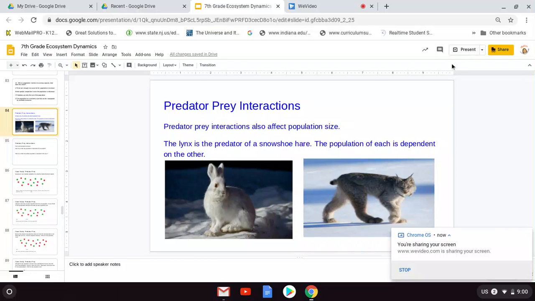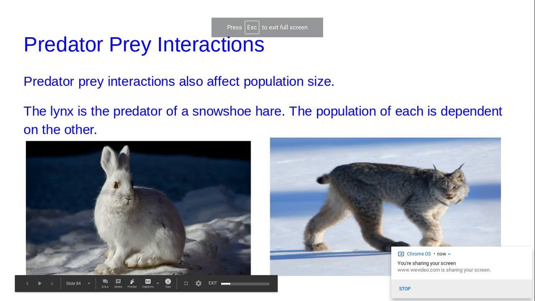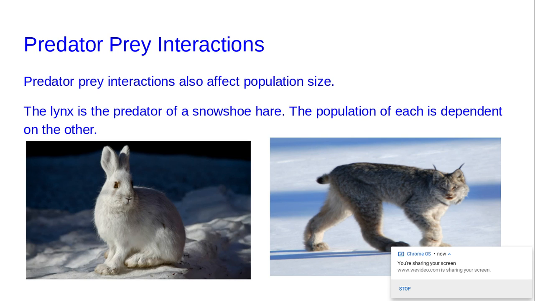About predator and prey relationships and how their interactions affect population size. So we're going to be covering slides 84 to 94. Please make sure you have something to write with. And let's take a look at this first slide.